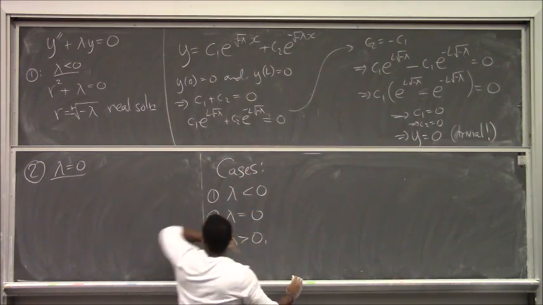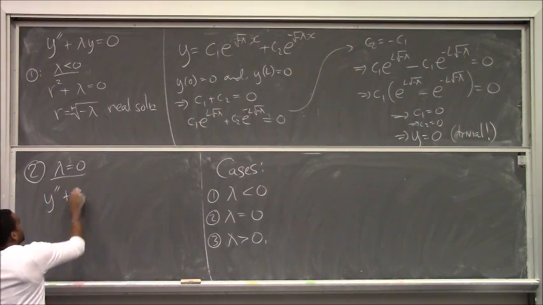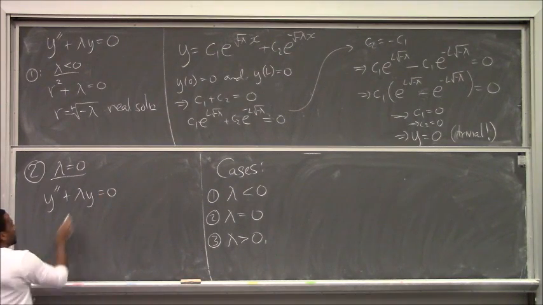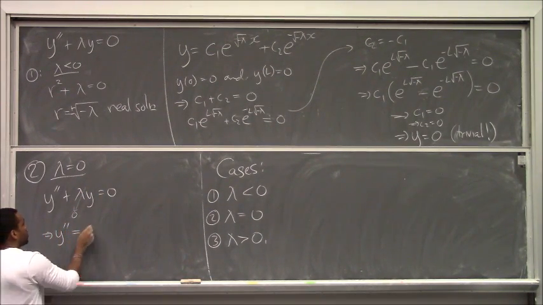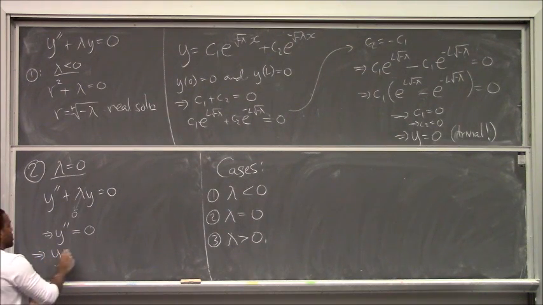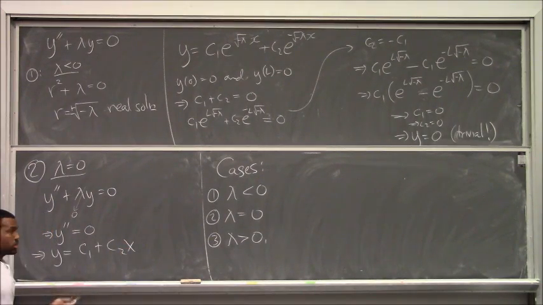If our lambda equals 0, what's going to happen? Well, this means our y double prime plus lambda y equals 0. But if I plug in 0 here, that just means my y double prime equals 0, which means my y is going to be a first degree polynomial in general, a linear function.